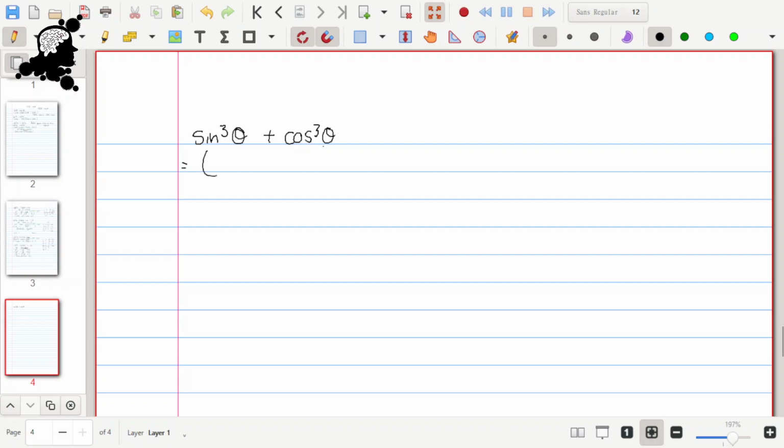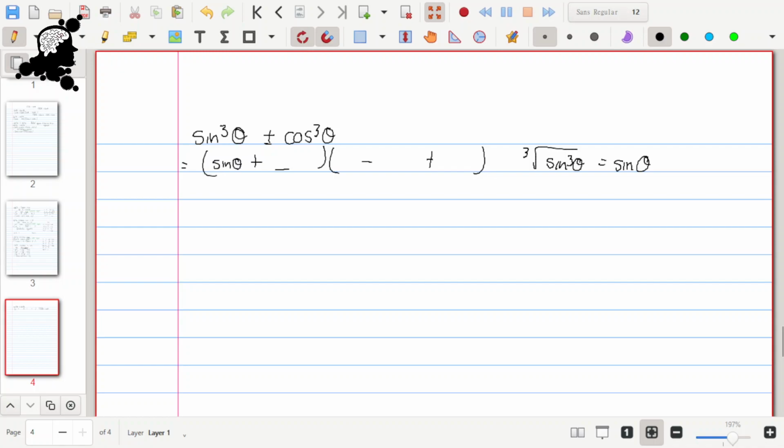You start off with a small bracket, then you have a big bracket. If you have a plus here, your signs are going to be plus, minus, plus, always. To get the first term, I need to find the cube root of sine cubed theta. We are finding the cube root here. This is going to give you sine of theta. So the first term in the small bracket is sine of theta.